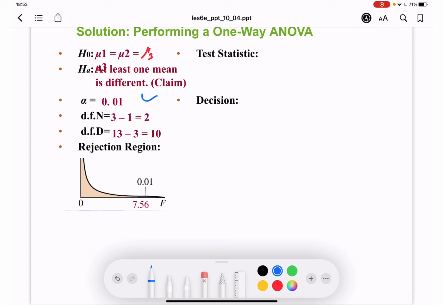Now, degree of freedom for the numerator, we have 3 total, k is equal to 3, just to remind you. It's going to be 3 minus 1, equal to 2. And degree of freedom for the denominator, it's going to be equal to 13 minus 3, where uppercase N is equal to 13. It's minus 1 for each sample, so total will be minus 3, and it's equal to 10. Now let's see how we are going to do the test statistic and how we are going to draw the decision.